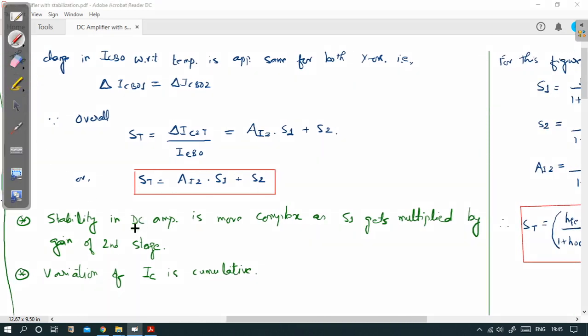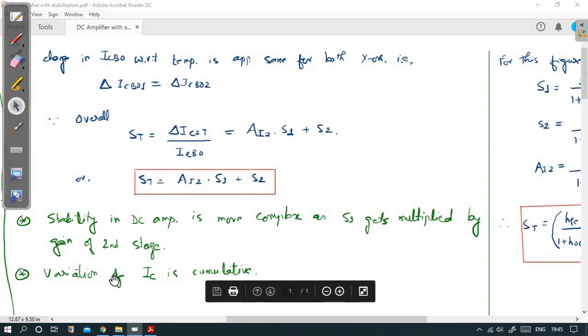All right. So stability in a DC amplifier is more complex, as S1 gets multiplied by the gain of the second stage. As we introduce more stages, correspondingly more terms will get introduced in this equation, and the first stage stability factor will get multiplied by the current gain of all the succeeding stages. So this will come like this.